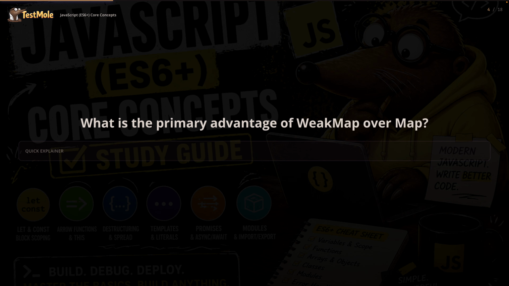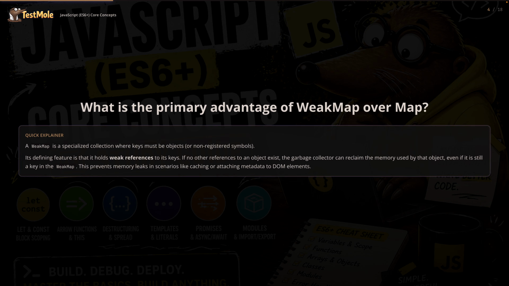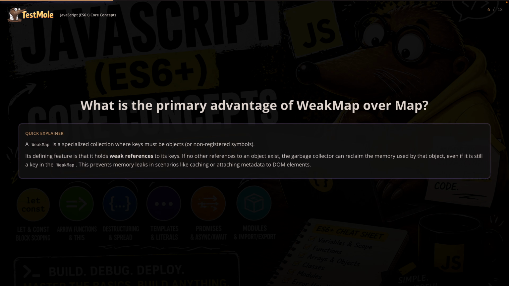What is the primary advantage of WeakMap over Map? A WeakMap is a specialized collection where keys must be objects or non-registered symbols. Its defining feature is that it holds weak references to its keys. If no other references to an object exist, the garbage collector can reclaim the memory used by that object, even if it is still a key in the WeakMap. This prevents memory leaks in scenarios like caching or attaching metadata to DOM elements.